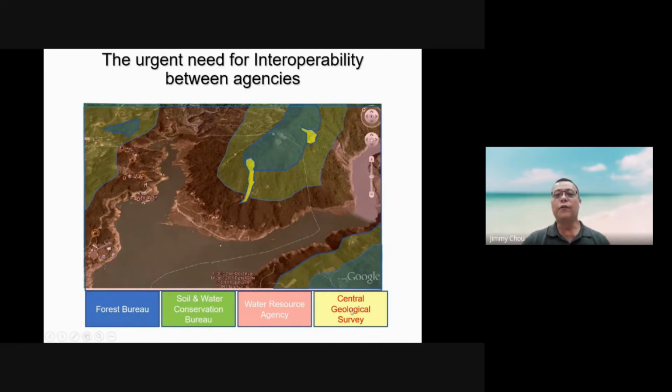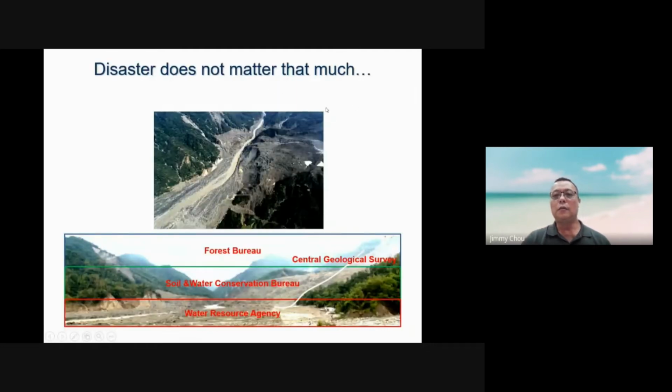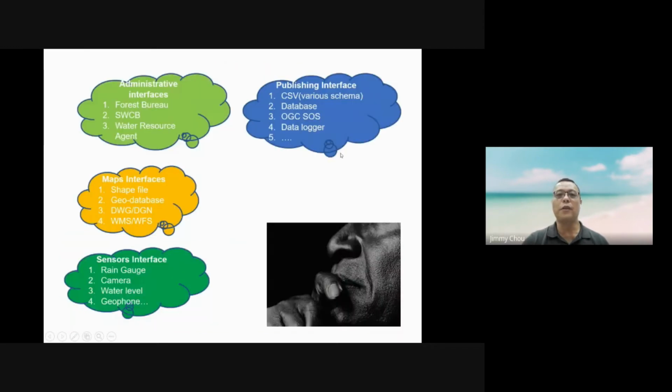These are the four different departments, and they all belong to different ministries in Taiwan. The only way they can all communicate well is because, when a disaster happens, it doesn't matter who is in charge of where. All the different departments have to work out together. They have to communicate in very fast time, and they also have to talk about so many things.